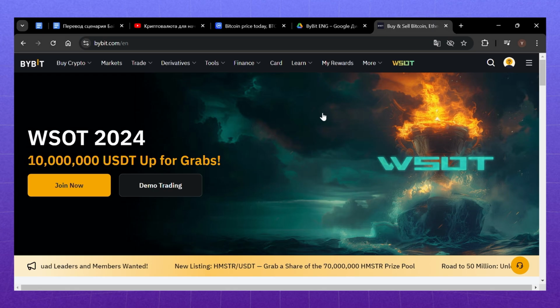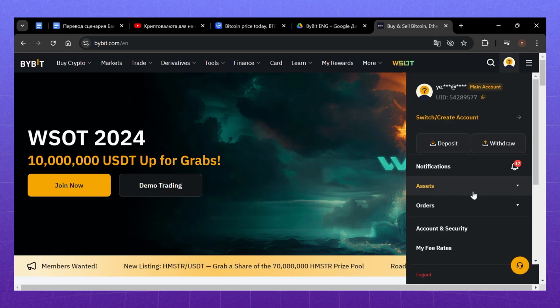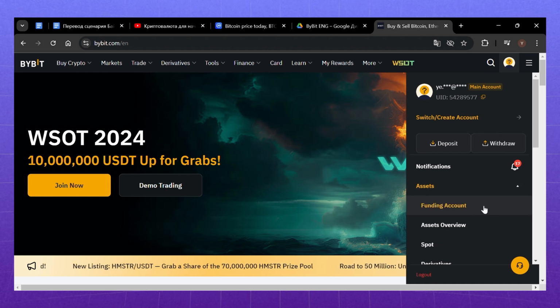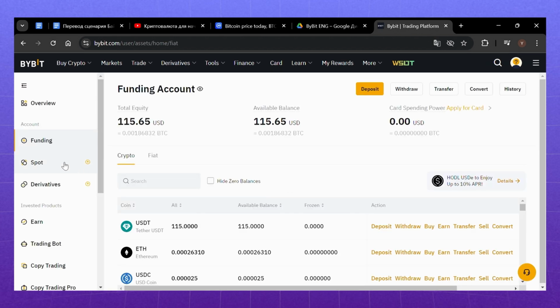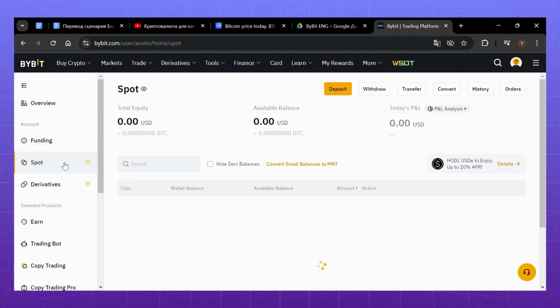Before we start trading, we need to ensure our funds are in the spot account. Here's how to do it. Go to the assets section and make sure your money is in the spot account. If your funds are in another account like funding, follow these steps.